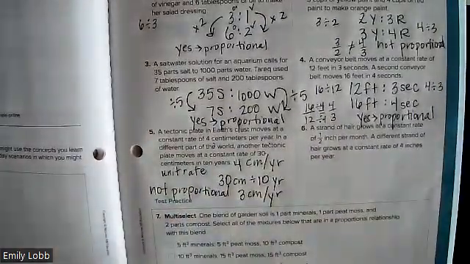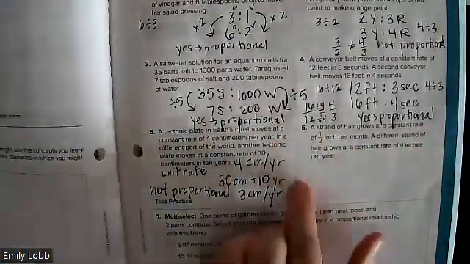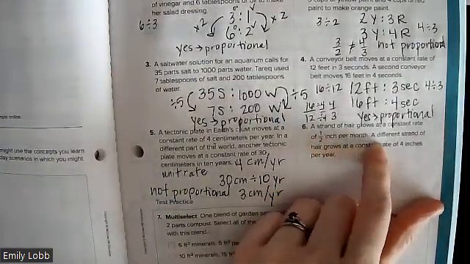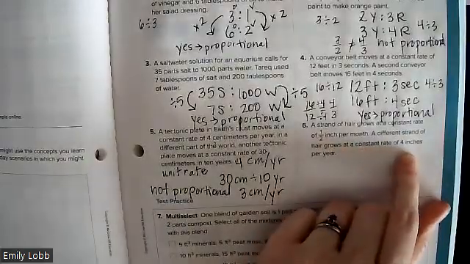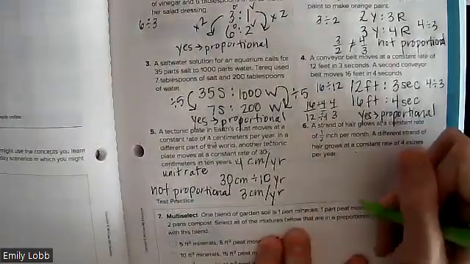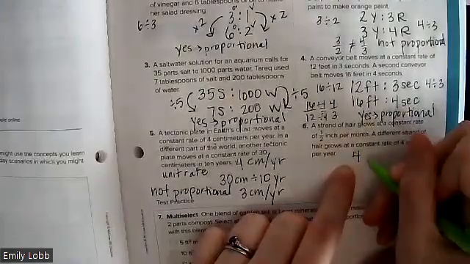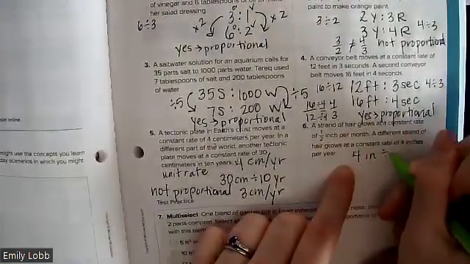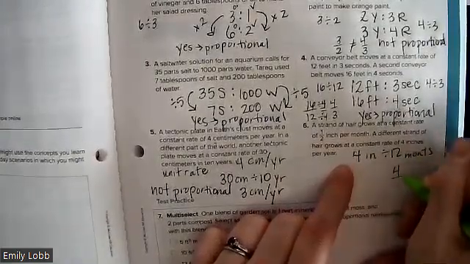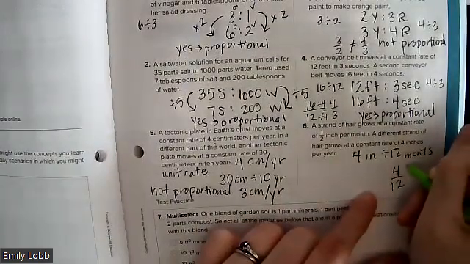All right, a strand of hair grows at a constant rate of 1/2 inch per month. So again, we can look at unit rates. The different strand of hair grows at a constant rate of 4 inches per year. Well, how many months are in a year? So isn't this 4 inches divided by 12 months? Yes. So what is 4/12 equivalent to? 3.